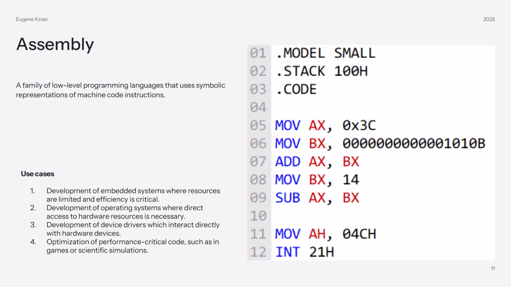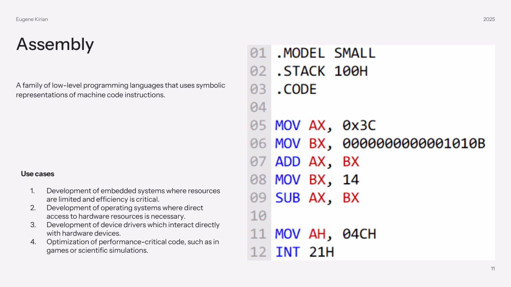Assembly language is a family of low-level programming languages that use symbolic representation of machine code instructions. This allows developers to write code that directly interacts with computer hardware. Assembly language is particularly useful in certain scenarios. For example, it's often used in the development of embedded systems, where resources are limited and efficiency is critical. It's also used in operating system development, where direct access to hardware resources is necessary. Additionally, assembly language is used in device driver development, which requires direct interaction with hardware devices.